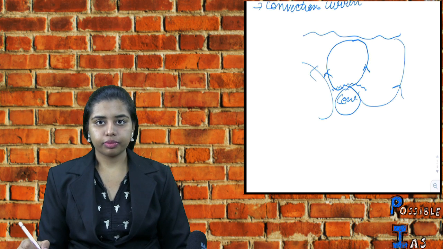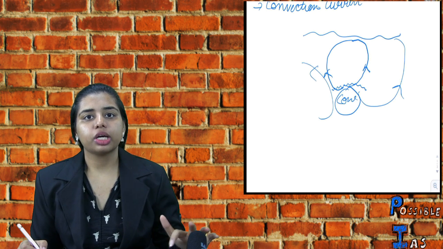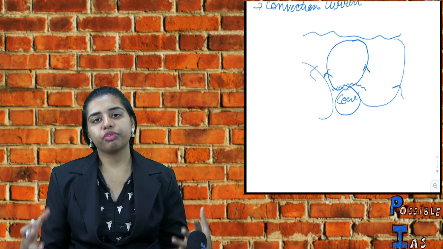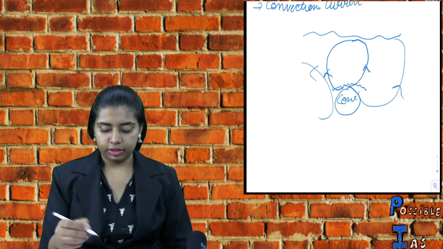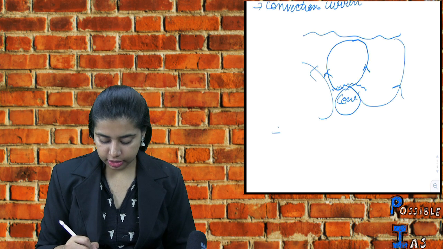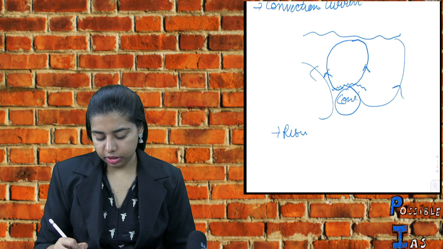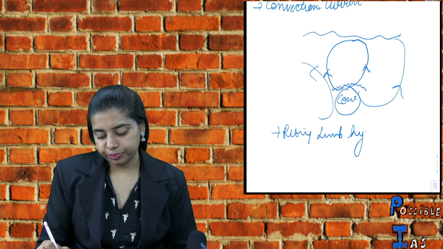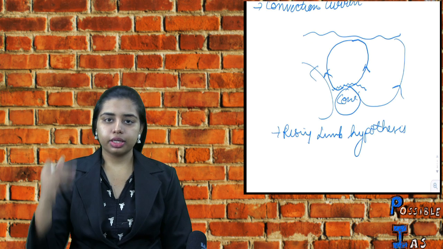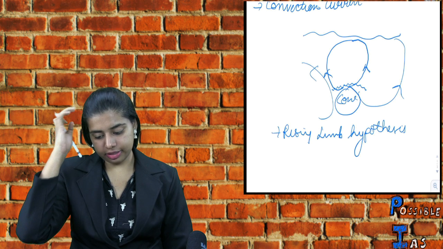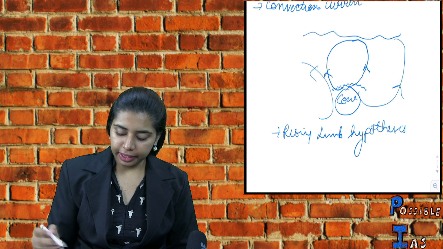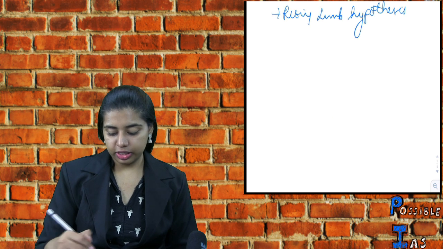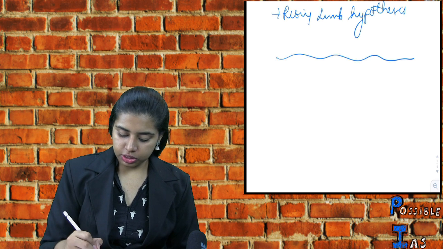Okay. So these convection currents are basically the reason why the plates are moving away or towards each other. Okay, this is also known as the rising limb hypothesis. Okay, so this is the reason why this is happening. So how are some plates moving away and how are some plates moving towards each other? That also we'll see.